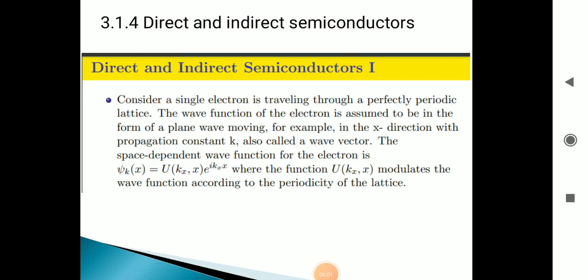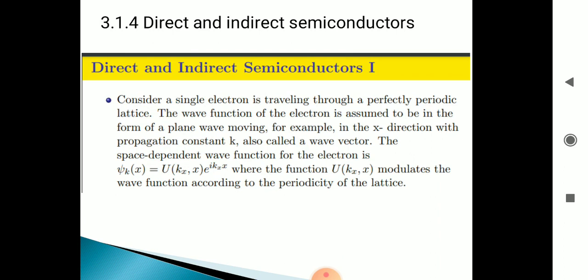Today we will start direct and indirect semiconductors. For that, we have to consider a single electron traveling through a perfectly periodic lattice. The wave function of the electron is assumed to be in the form of a plane wave moving, for example, in the x direction with a propagation constant k, also called a wave vector.